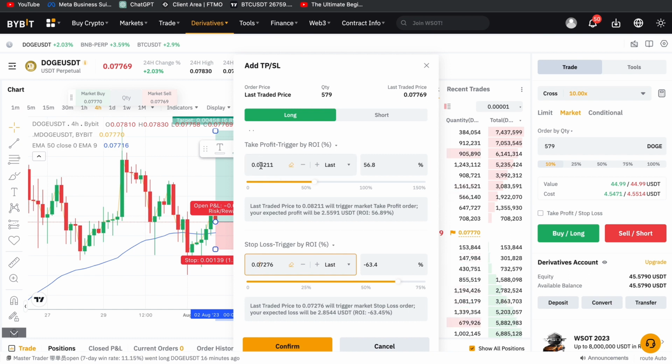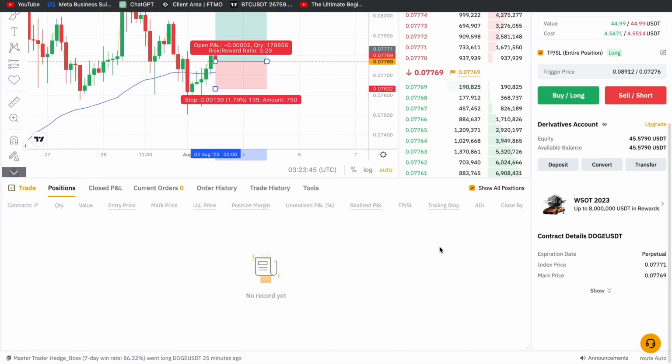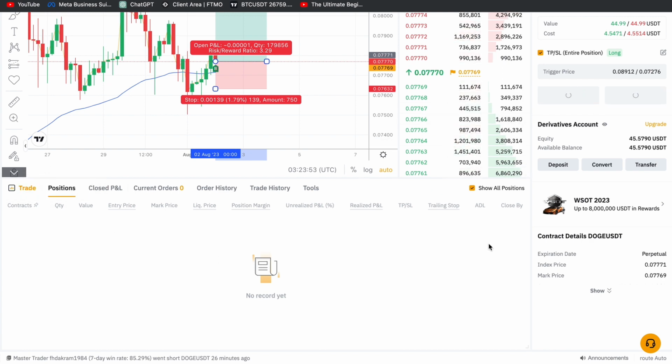If Dogecoin rises to, okay, let's increase it a bit. If Dogecoin rises to 0.892, we are going to make $6. So that means we are using 1:3 risk reward ratio. So we can go for a long position. And once we go for a long position, always try and add your stop loss and take profit. It's very important. So the trade will appear here when I click on buy/long.